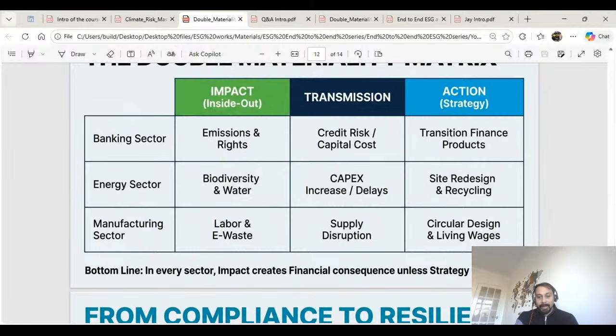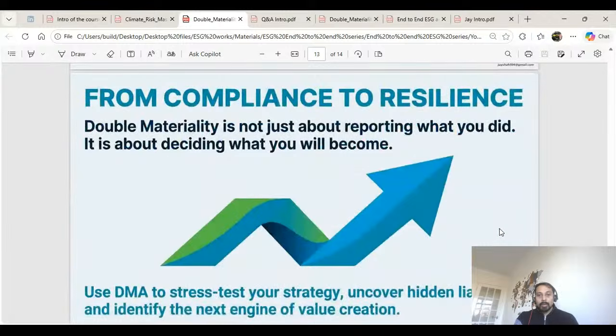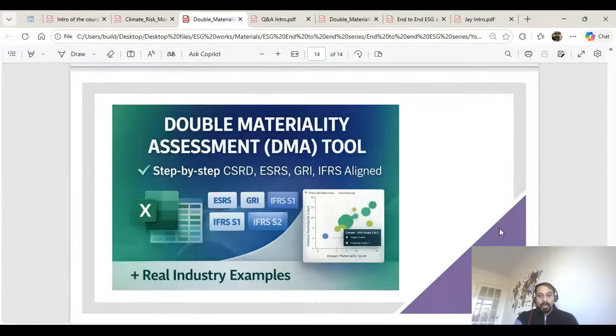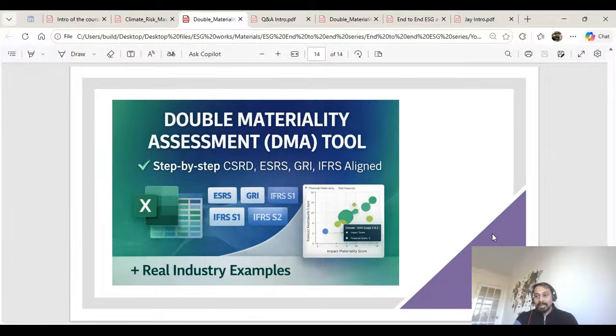In every sector, impact creates financial consequences unless you have a strategy to intervene and implement on the ground level. So from compliance to resilience, it is all about deciding what you will become, and using the double materiality assessment to stress test your strategy, uncover hidden liabilities, and identify the next engine of your value creation. So we will now see the detailed double materiality assessment tool that helps you understand how you can calculate the double materiality assessment, and we will see each and every part.